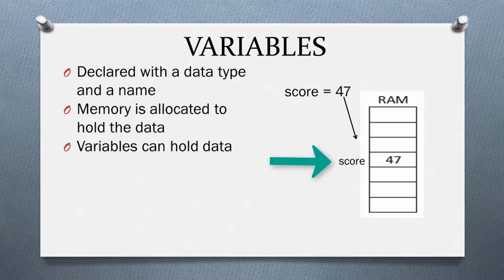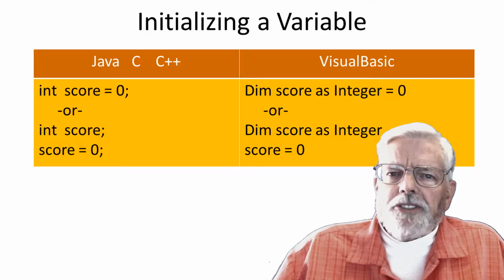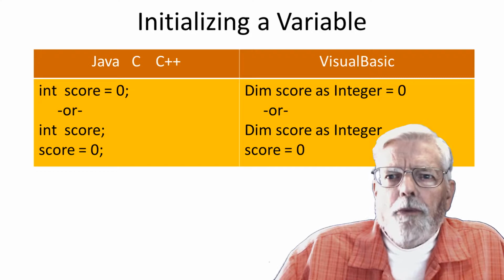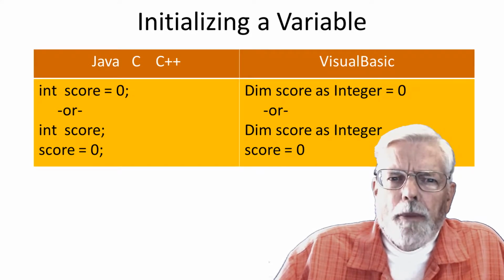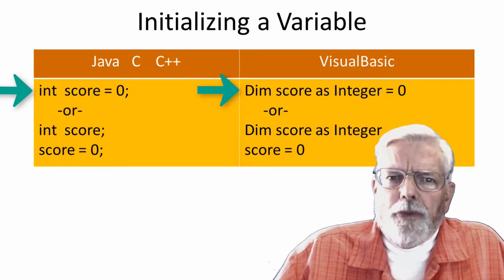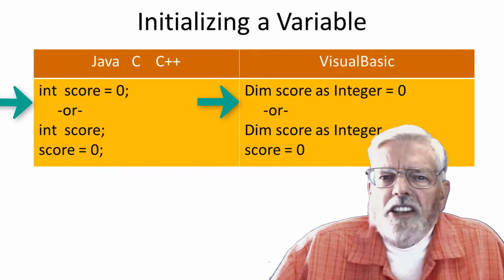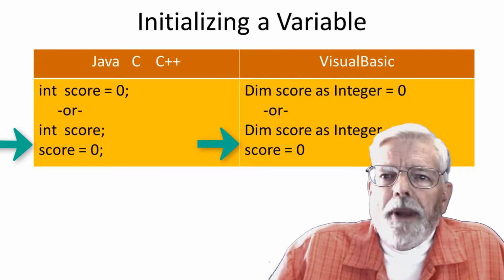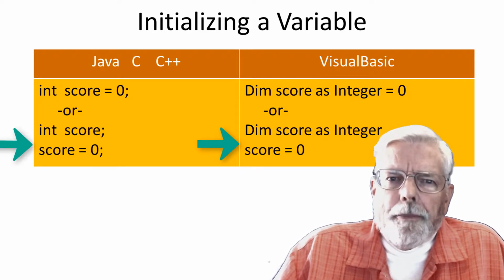Here I see a variable that resides in memory. Its name is score, and the contents of the variable are set to 47. A value must be placed in the variable before it can be used as part of a computation. A value can be placed into a variable when it is first declared, initialized, or the value can be placed in the variable later in the program.